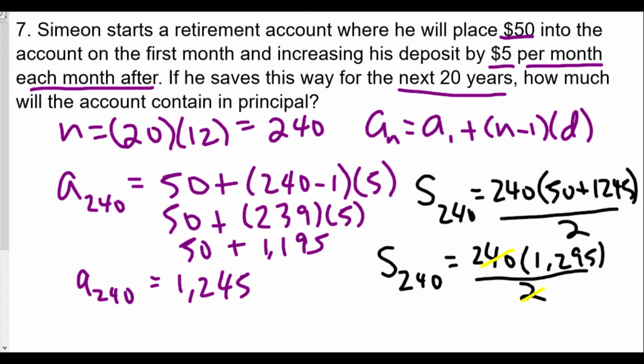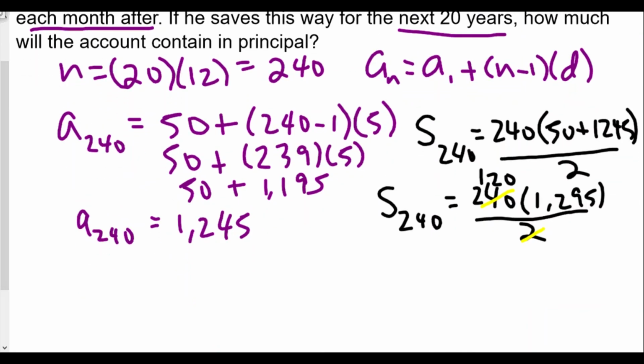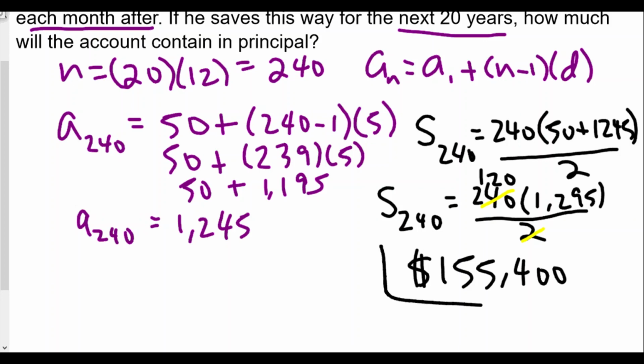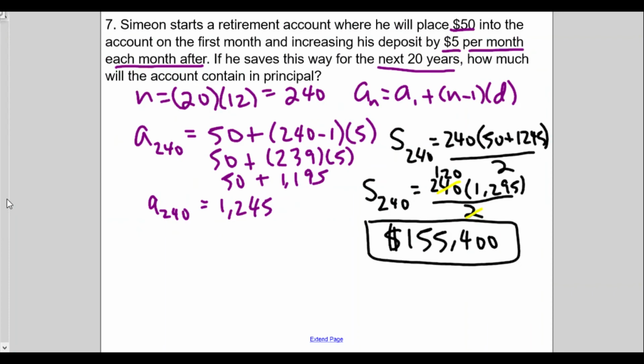I try to simplify things a little bit, you don't have to. So we're going to take our 1,295 and multiply by 120. We will see in this case that the total amount that we deposited will equal $155,400. And that's the total amount Simeon would have deposited into the account after 20 years, following this pattern of 50 for the first month and then increasing his deposit each month by $5.